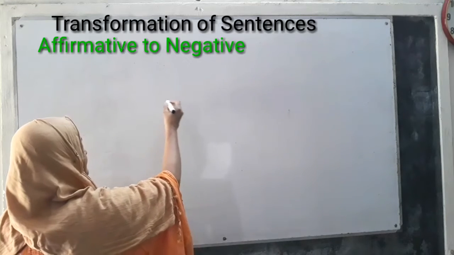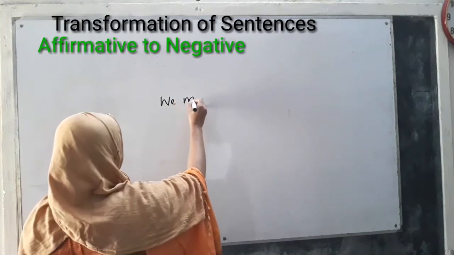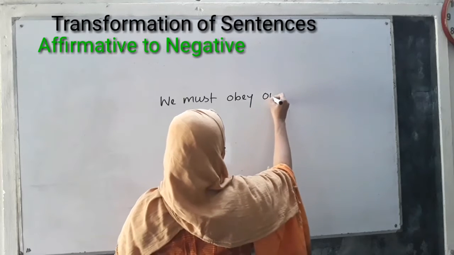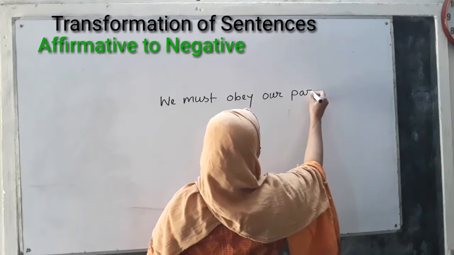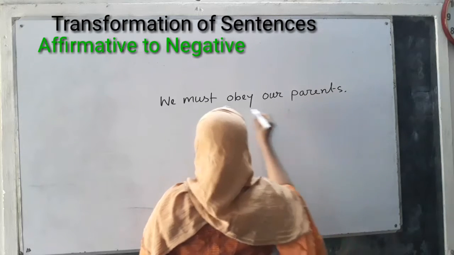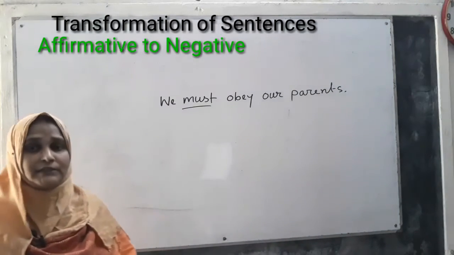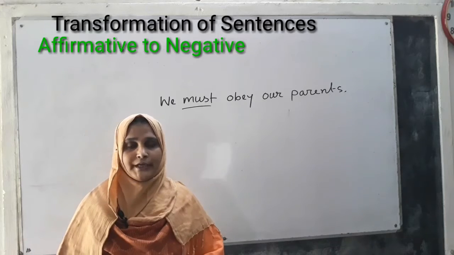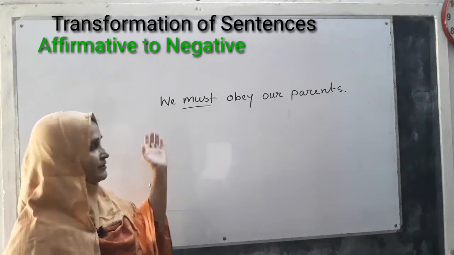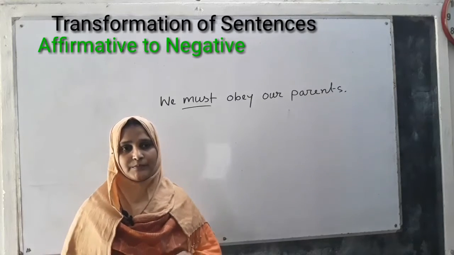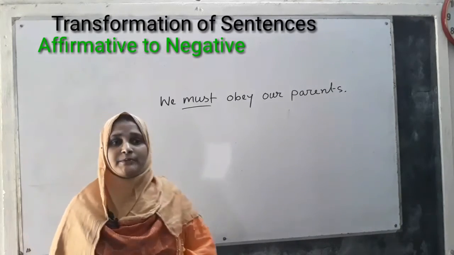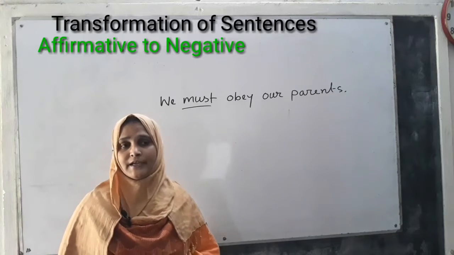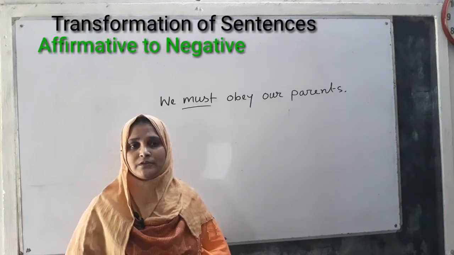Okay. Learners, next: we must obey our parents. When we see must in the affirmative sentence, it is replaced by cannot help or cannot but.